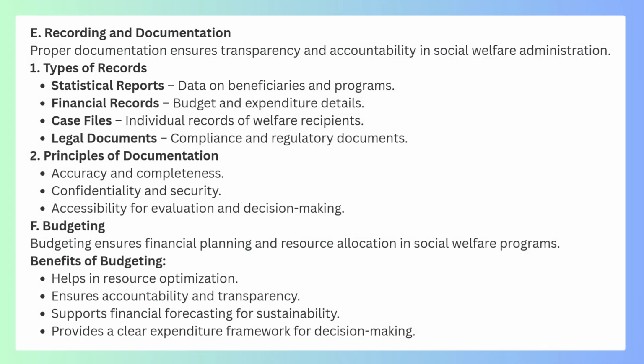E. Recording and documentation. Proper documentation ensures transparency and accountability in social welfare administration. 1. Types of records. Statistical reports, data on beneficiaries and programs. Financial records, budget and expenditure details. Case files, individual records of welfare recipients. Legal documents, compliance and regulatory documents.